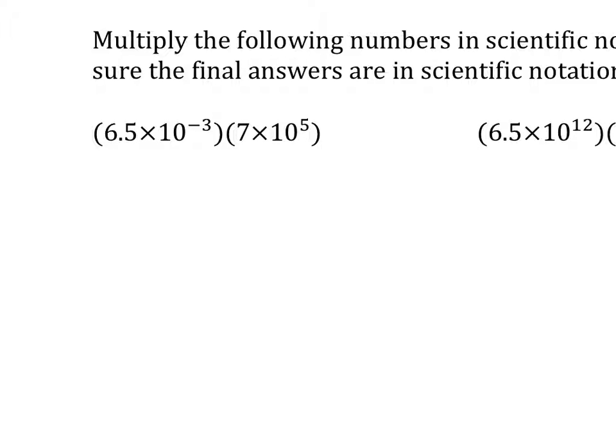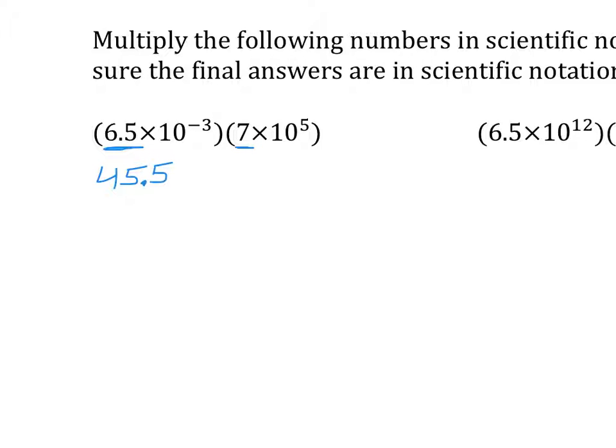Okay, so 6.5 times 10 to the negative third times 7 times 10 to the fifth. Well, the first thing we want to do is multiply our coefficients. So we have the 6.5 and the 7. And if we type that into our calculator, we do 6.5 times 7, which equals 45.5. Oh, forgot that decimal in there. And you should type that into your calculator to double check that you get the same thing as me.